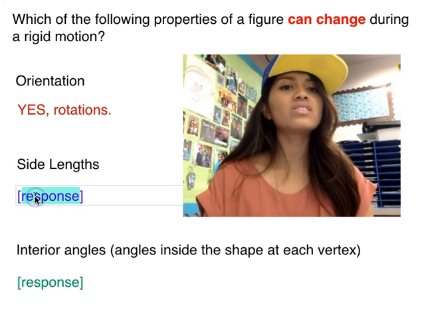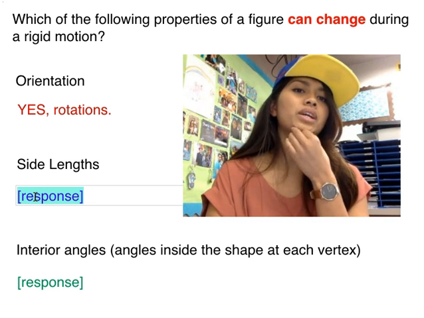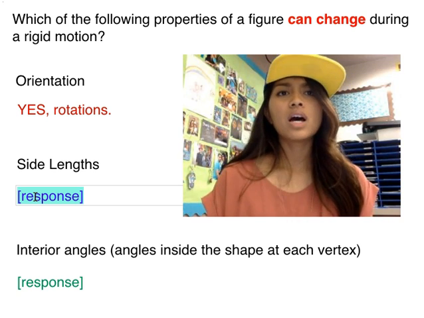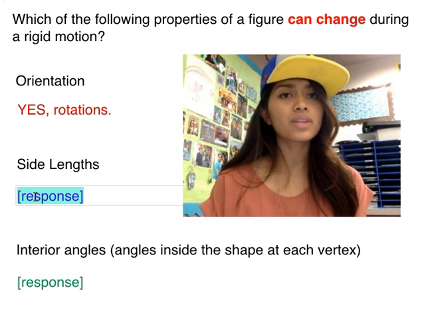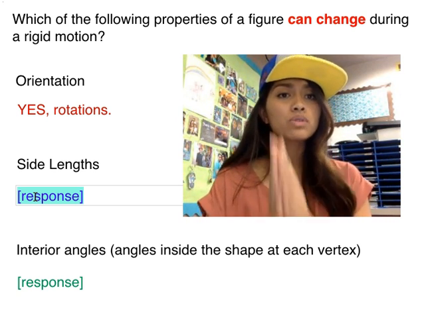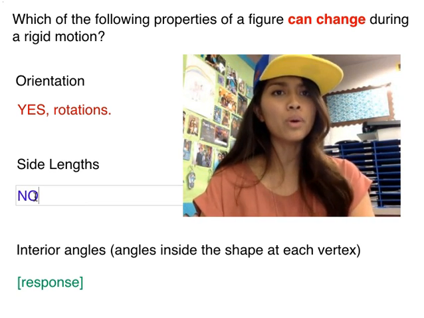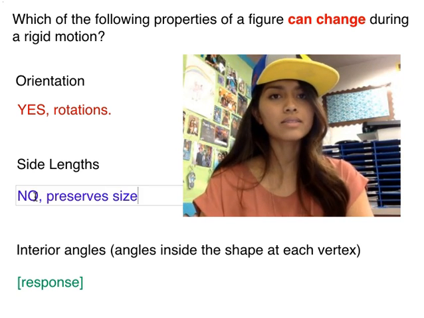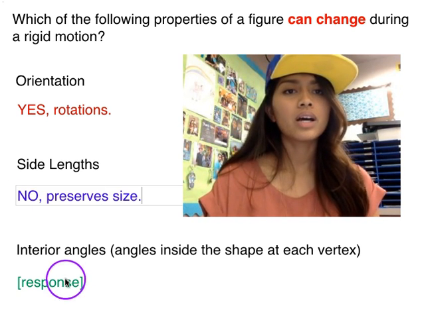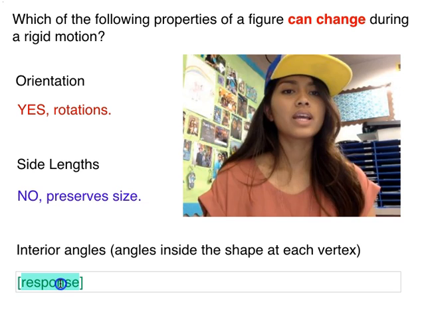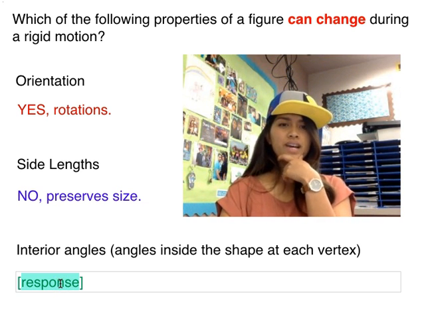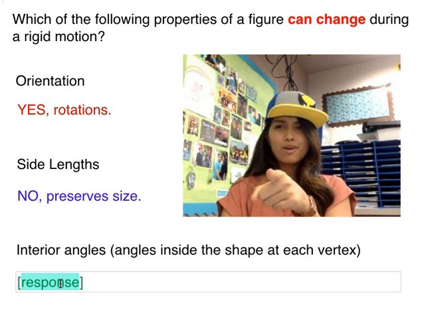Okay, well, what about side lengths? The answer is, will they ever change? No. All of the different transformations we've learned that are rigid motions always preserve size. So we're going to put no, it preserves size. Okay, let's see. And what about interior angles? That's a very good question. In fact, I'm going to save it for you for tomorrow.